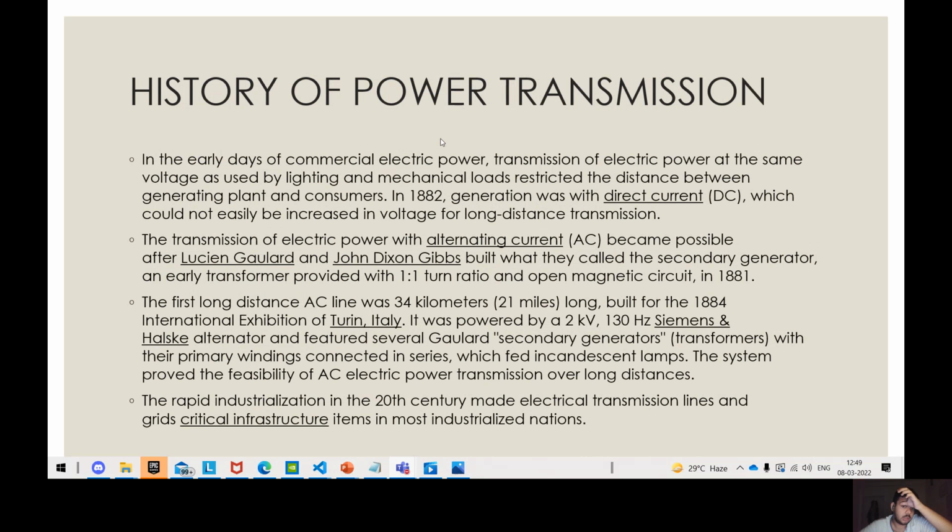And now we come to the history of power transmission. In power transmission, DC current was used first, and for the first time in 1881, alternating current was used after Lucien Gaulard and John Dixon Gibbs built what they called the secondary generator, an early transformer provided with a 1:1 turn ratio and an open magnetic circuit. Then a little more about the history is given here, and rapid industrialization in the 20th century made electrical transmission lines and grid infrastructure common in most industrialized nations.